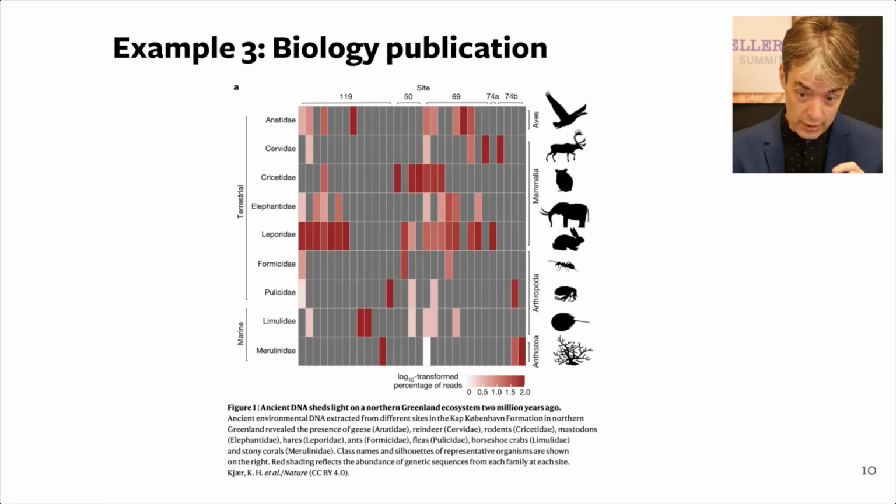You understand implicitly that gray means they didn't find any. And even without looking at the scale at the bottom, you understand that pale red means not very much DNA, and dark red means more DNA. So if I look in the middle, I see lots of red along the line Leporidae. And then when I look to the right, I see an image of a rabbit. So I can just immediately understand that there was lots of rabbit DNA found.